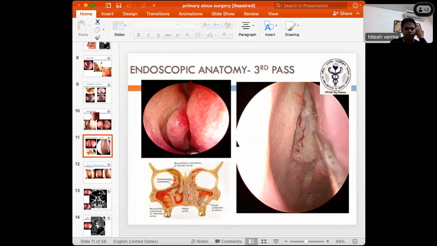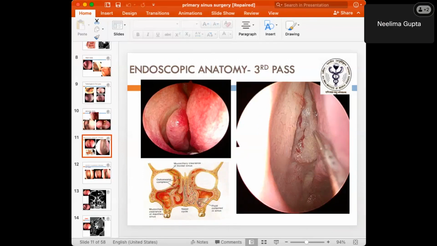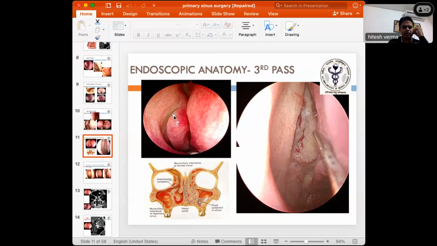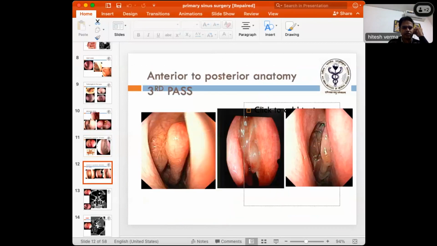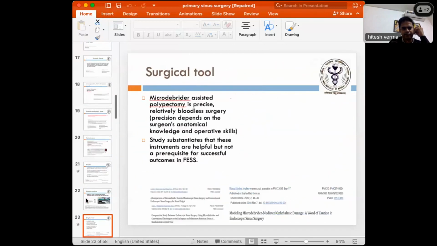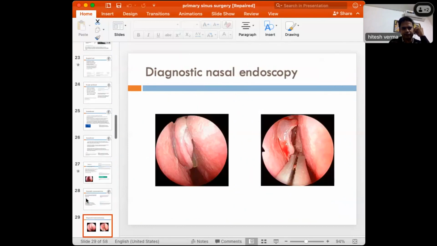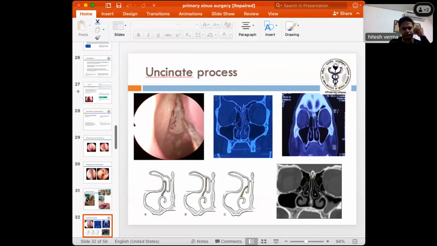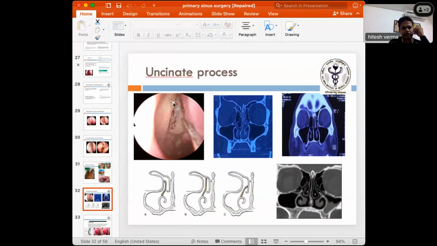And also maybe one can comment upon the olfactory cleft. Yes, ma'am. And the third pass is lateral to the middle turbinate. What we can see is the uncinate process, and these are the nasal polyps within the middle meatus. And this is a post-op cavity. Here you can see this one is the uncinate process, this one is the bulla ethmoidalis, and this one is the middle turbinate. So these structures are seen in the lateral part.